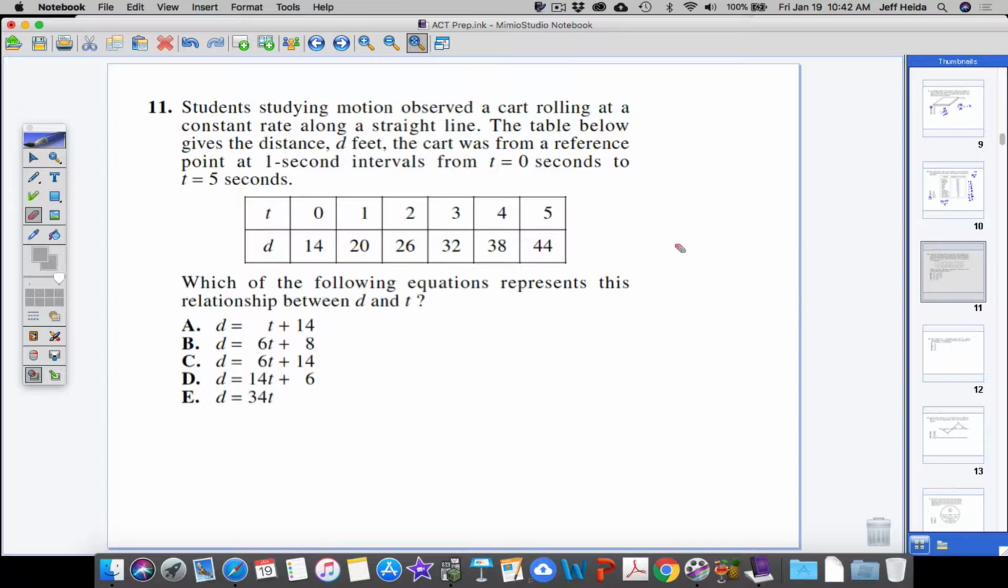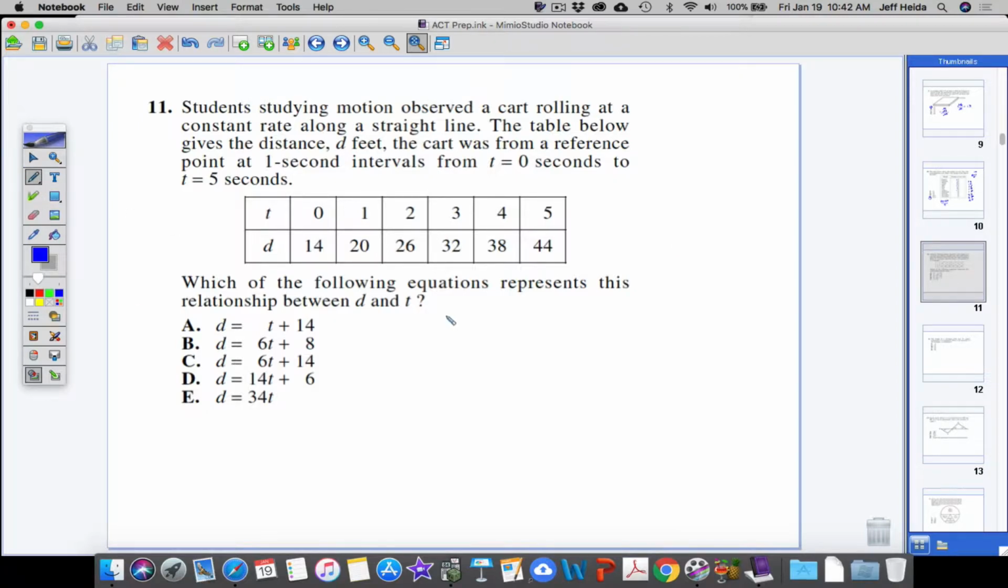Problem 11. Students studying motion observed a cart rolling at a constant rate along a straight line. The table below gives the distance d in feet the cart was from a reference point at 1 second intervals from t equals 0 to t equals 5. Which of the following equations represents the relationship of d to t?